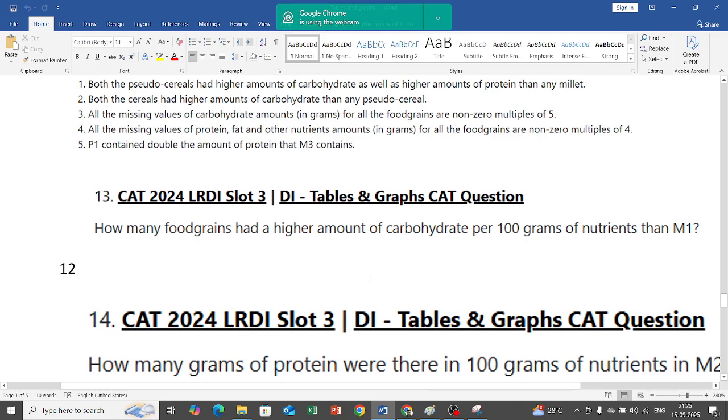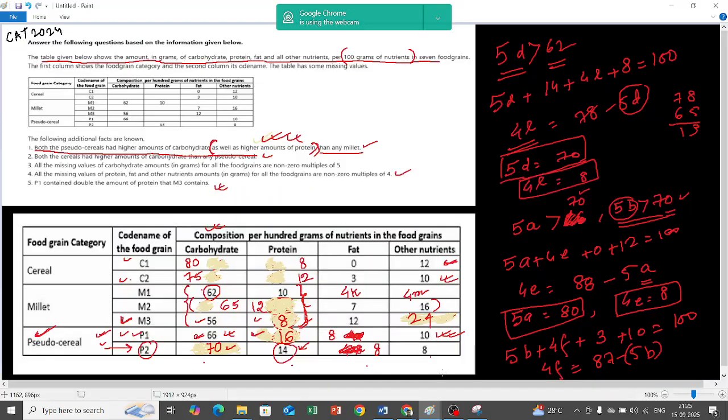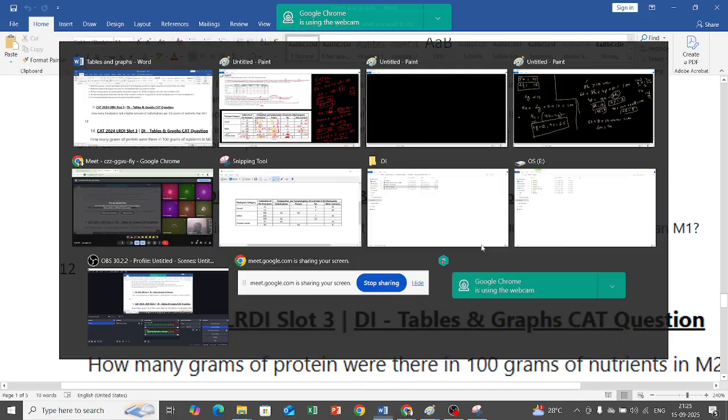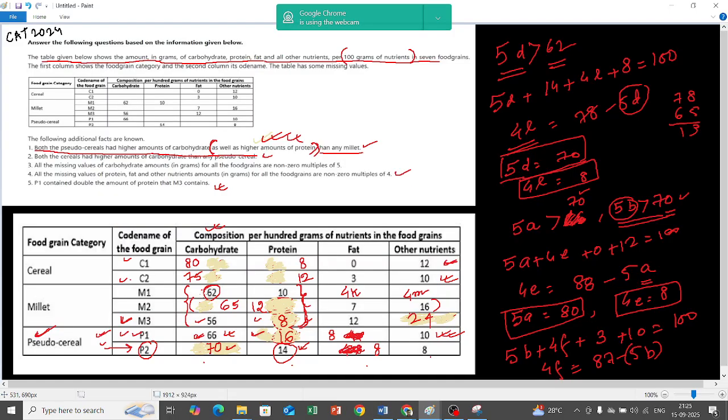How many food grains had a higher amount of carbohydrate per 100 grams of nutrients than M1? What is the question? How many food grains had higher amount of carbohydrates than M1? So how many carbohydrates are present in M1? You can see 62. Now tell me how many food grains have higher carbohydrates than 62? We have 80.